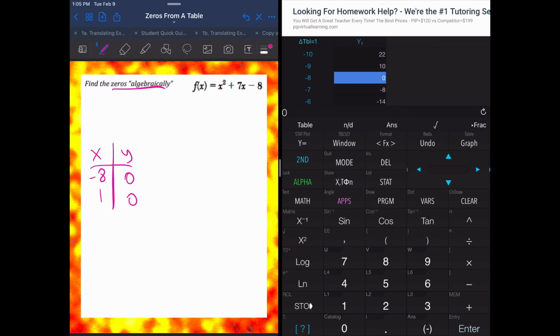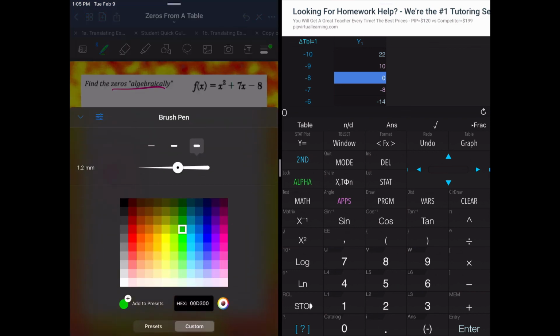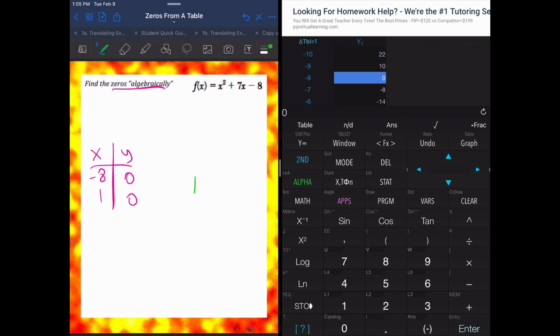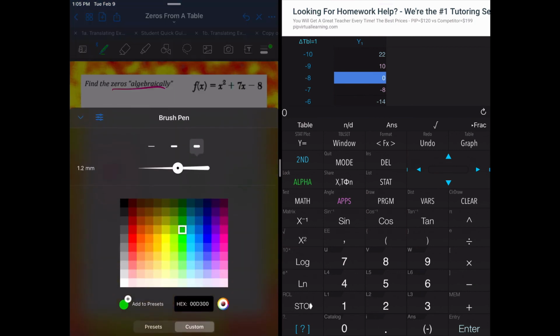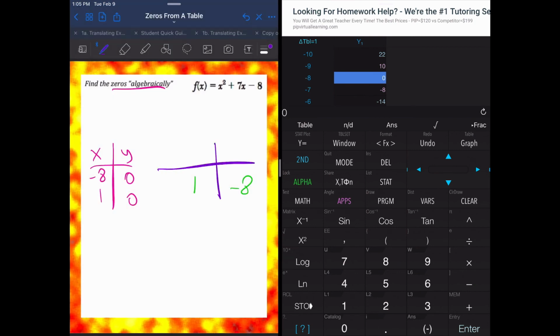So I take those two, +1 and -8. I'm going to make my t-chart. What would my 2 factors be if my zeros are +1 and -8? Remember, we switched the signs. The opposite of +1 is -1. The opposite of -8 is +8. So this looks like I did it algebraically, even though I used the calculator. And that is how I get this correct the easier way.